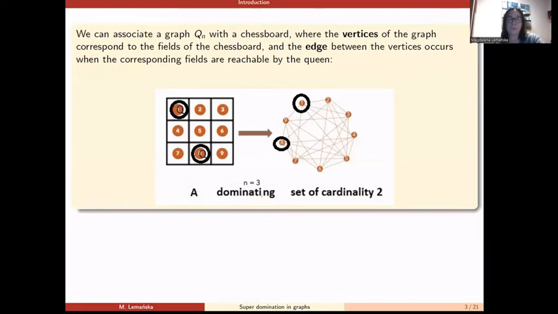It's not a minimum dominating set, because it's possible to find a smaller dominating set here. For example, if we put a queen in this vertex 5, then it can dominate the whole chessboard, and also the vertex number 5 can dominate the whole graph. But here we have just an example of a dominating set of cardinality 2.